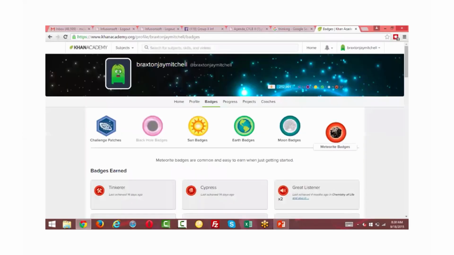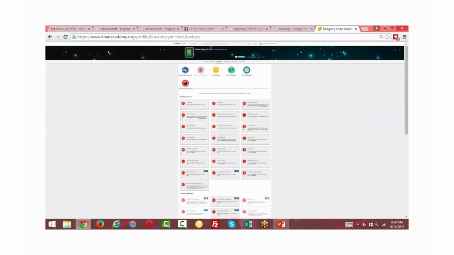And this is Khan Academy. So this is a free educational site for kids mostly. And this is my son's profile where he wanted to earn all these badges. And this is when he was a little bit younger, but he earned all these meteorite badges, for example. So at the top is the badges he earned, at the bottom is the possible badges.